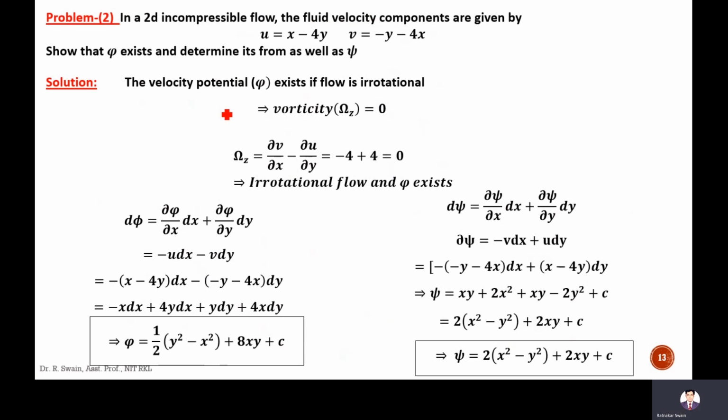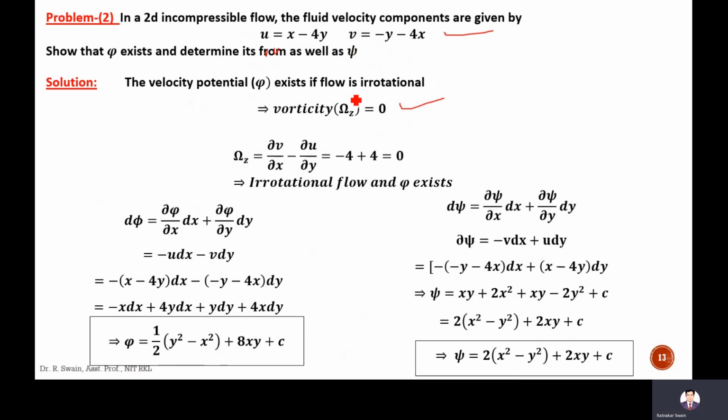In the second problem, in a two-dimensional incompressible fluid, the fluid velocity components u and v are given, so that phi exists, and determine its form as well as psi. Means phi and psi expressions we have to calculate. The velocity potential function exists if flow is irrotational, that means vorticity is 0. So we have to find the rotational component here. The vorticity is del v by del x minus del u by del y.